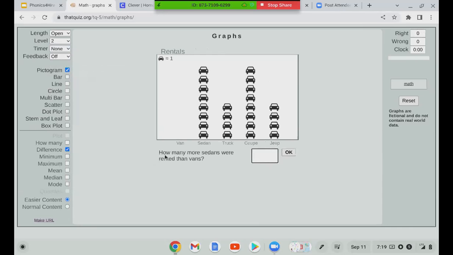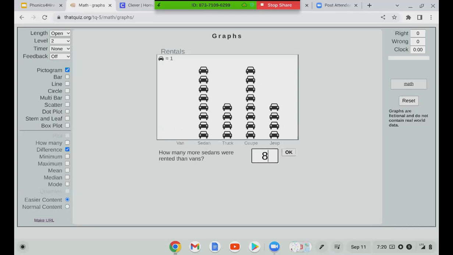So here we are. How many more sedans were rented than vans? There is that phrase, how many more? That right there lets you know you're going to make partners. Other ways we talked about how to solve these problems is to set up a subtraction problem. So we have sedans and we have the vans. So we have how many sedans? One, two, three, four, five, six, seven, eight sedans. So eight, take away zero vans is eight. The answer would be eight.